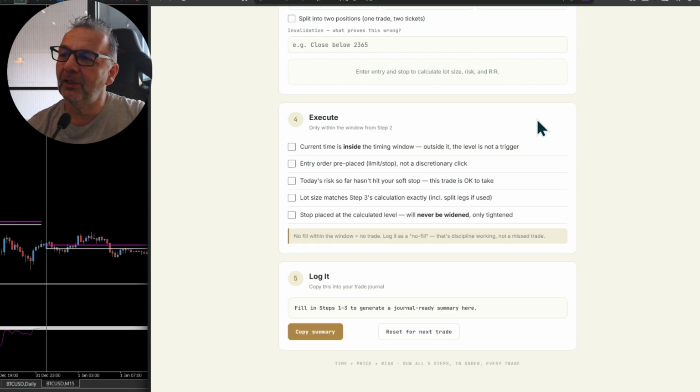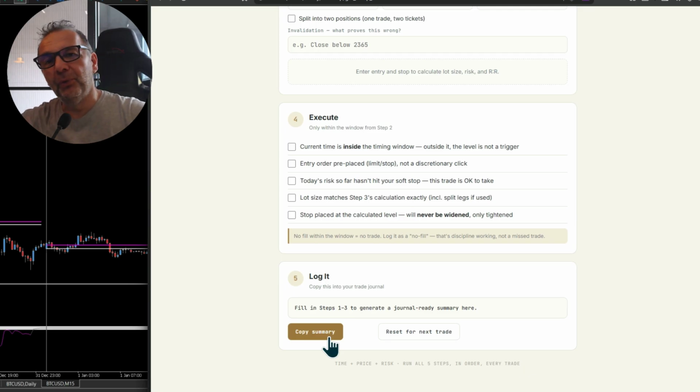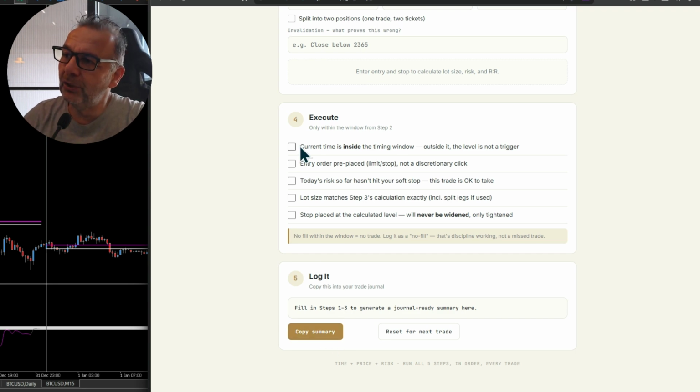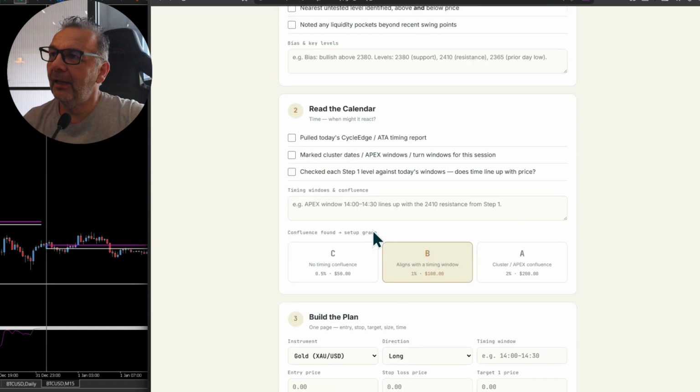And the minute you start to get stats on how you're trading because you logged it, then it's going to be like, good. Now here, there's a copy summary. Once you've done this, you can copy that and put that onto a trade journal. So everything is nice and easy. Really easy. All you have to do is tick the boxes and fill out a few boxes.